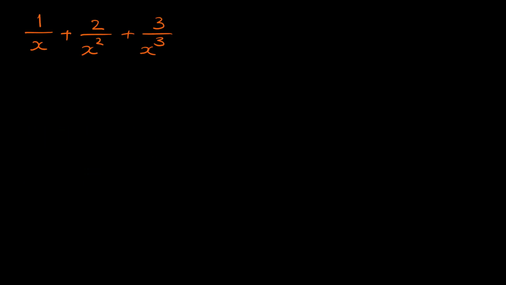Now look at this example. 1 over x plus 2 over x to the 2 plus 3 over x to the 3. The denominators are different. The denominator is x, the other one x to the 2, the other one x to the 3. We want to have the same denominator, so we have to find the least common denominator.